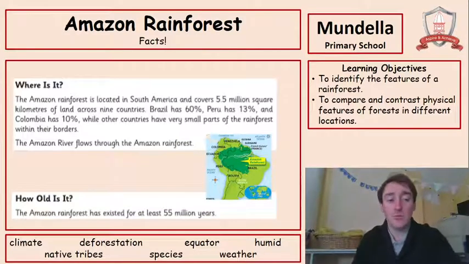Okay, so where is it? We've already said all of these bits here. And how old is it? I don't think we've said that yet. It's at least 55 million years old. And of the land that the rainforest covers, the Amazon, 60% of it is in Brazil as well. And also, you might have heard of the Amazon River, which runs through the forest as well, making it one of the most amazing natural forests in the world.